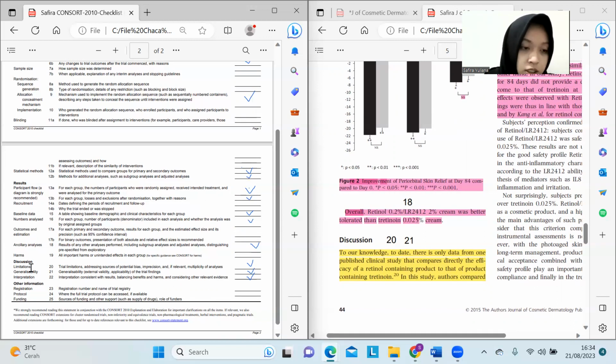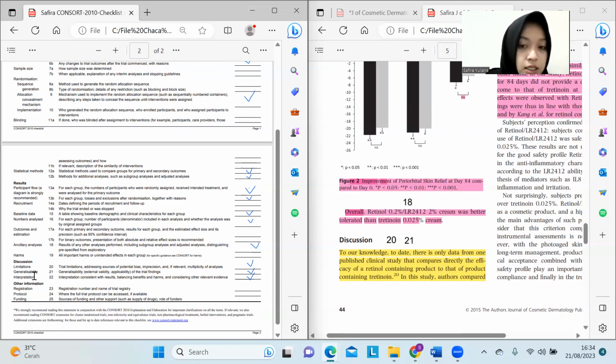And next we are going to move to the discussion. The discussion is about limitations. Number 20 is trial limitations, addressing sources of potential bias, imprecision, and, if relevant, multiplicity of analyses. And this is number 20 and 21.